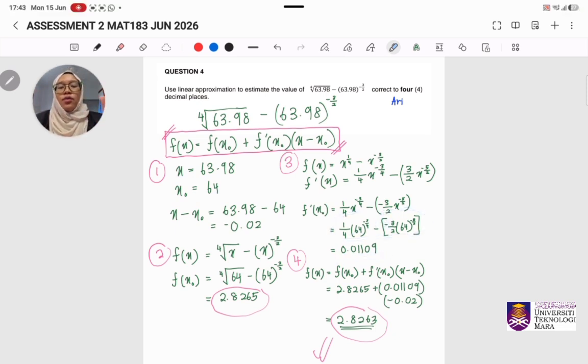So the last step, we refer back to this formula and then just replace it. For f(x null), we got this one, plus f prime of x null, we got this one, and x minus x null, which is this, and then we just put it in the calculator and get the answer.